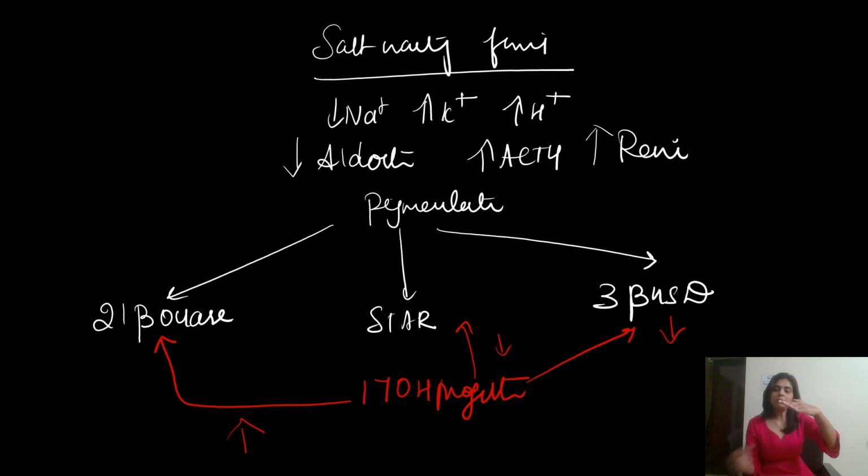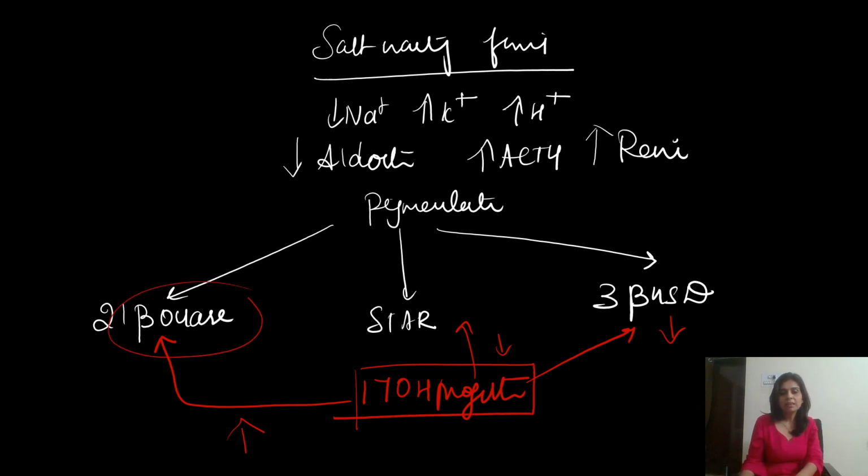17-hydroxyprogesterone is formed before 21-beta hydroxylase can act on it. So when there is 21-beta hydroxylase defect, 17-hydroxyprogesterone levels will be high. Whereas if it's a defect of StAR protein or 3-beta hydroxysteroid dehydrogenase defect, 17-hydroxyprogesterone cannot even be formed. So using 17-hydroxyprogesterone levels, you can differentiate 21-beta hydroxylase defect from StAR protein defect and 3-beta hydroxysteroid dehydrogenase defect.